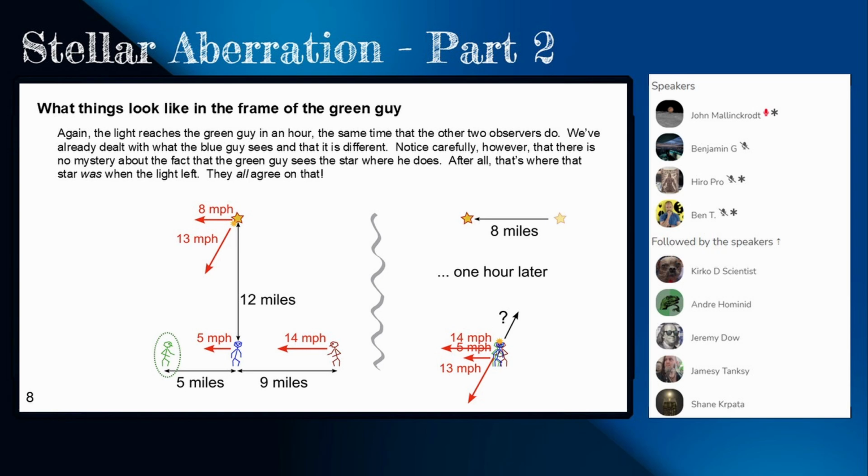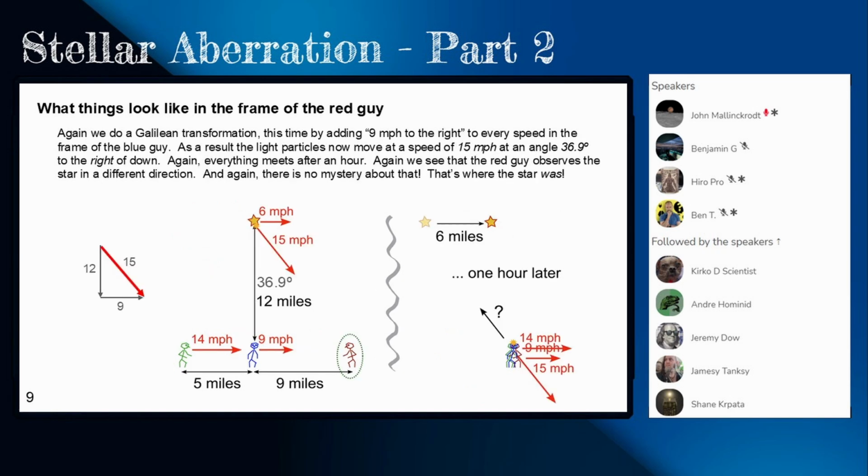So let me stop there for a second. Again, we're going to do one more Galilean transformation, then we'll be done with that. Everybody with me? All right, so let's do the last one. Let's just do it from the red guy's point of view.